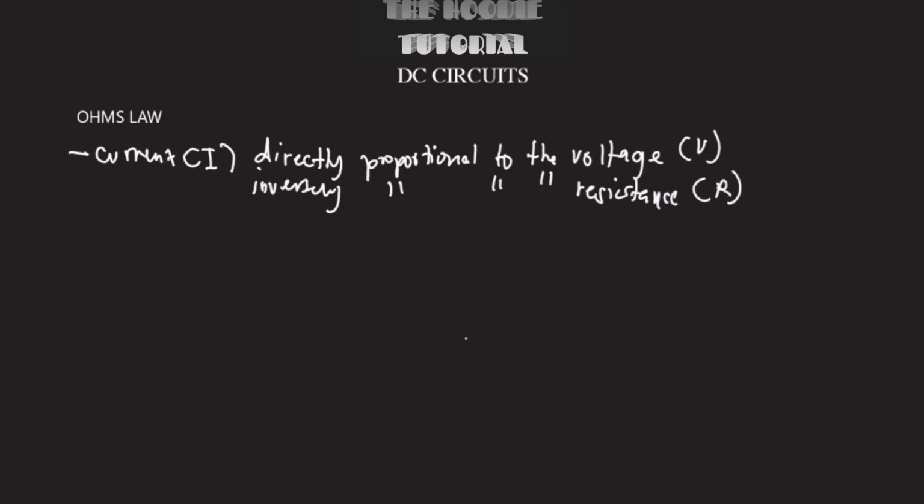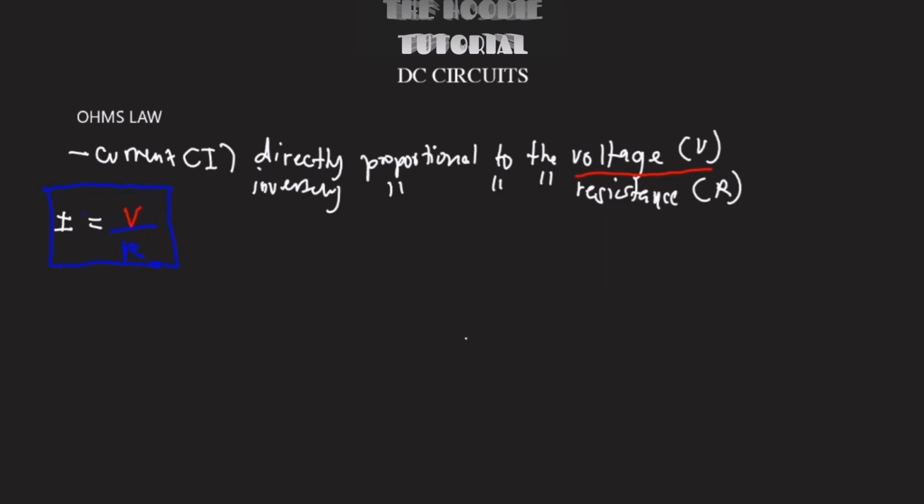This is the principle, and from this statement we could easily create an equation. So if we put I right there, that is equal to, so the current I is directly proportional to the voltage V, so we can put V in the numerator, and it is inversely proportional to the resistance, so we can put R in the denominator. So this is now the equation of Ohm's law. This is the most basic and the most fundamental equation that we're going to have in terms of studying circuits.